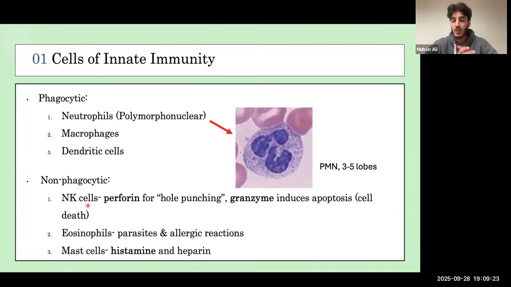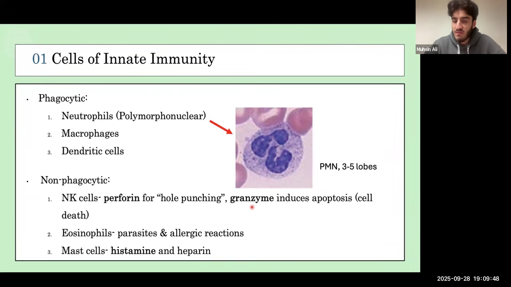The first one being perforin, and this comes from the word perforating, which is like to make a hole or to punch a hole into. And this is exactly what this enzyme is going to do. It's going to punch a hole inside the microbe, and therefore all the cellular contents within this microbe are going to be released from these holes, and therefore the cell dies. So perforin is for hole punching, eventually leads to the cell dying.